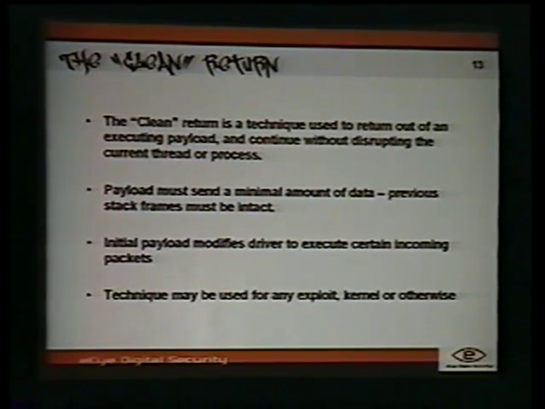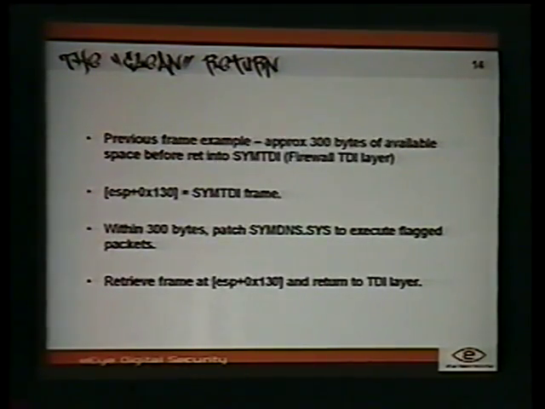So what I did, I patched the SIM DNS driver, which is the driver that's handling all the DNS requests, which is where the vulnerability is. And I patched that routine to just execute certain DNS packets that come in. All right, so when we actually send the vulnerability, it's kind of hard to explain by slides, but I'll try. We've got about 300 bytes of space before we return into the SIM-TDI driver. So basically what I do is I exploit it, I have my patch code, and then I just retrieve that previous stack frame, which is at ESP plus 0x130, and just return into that.